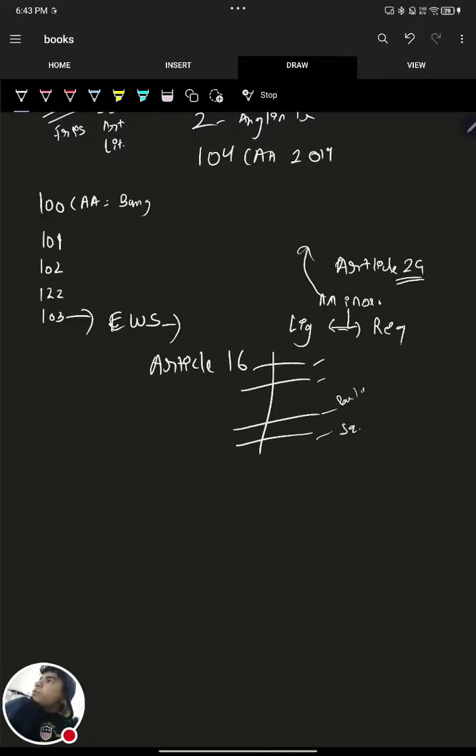Now I wanted to do some stuff ahead: the duration of the House of Parliament. I don't want to do the joint sitting and all that. Joint sitting is in Article 108. Okay.